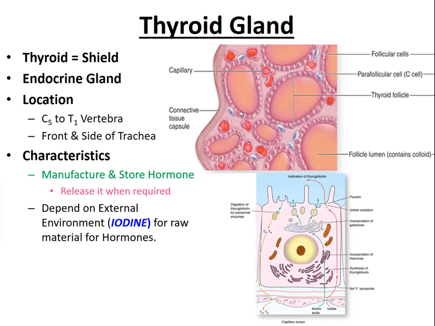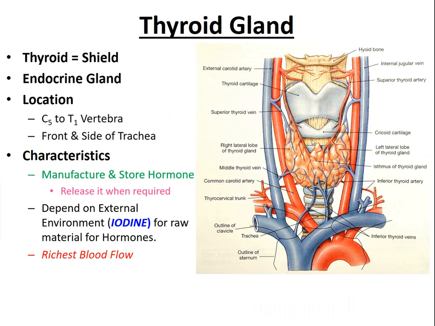Also, for hormone formation it requires iodine, so it depends on the external environment for raw material. And it has the richest blood supply, and that is why thyroid surgery is very crucial or critical, and it may lead to severe hemorrhage if bleeding is not controlled.